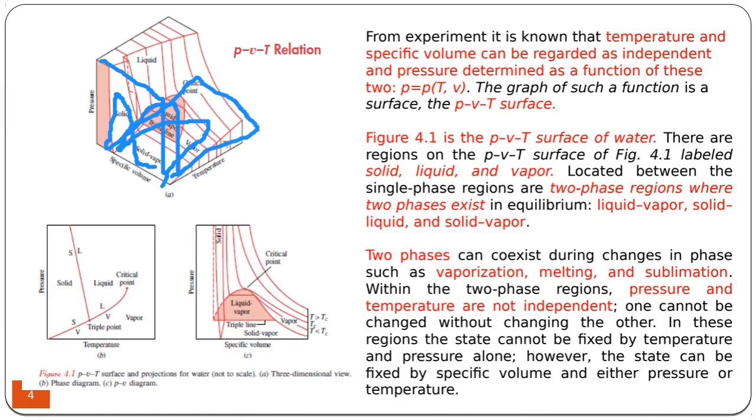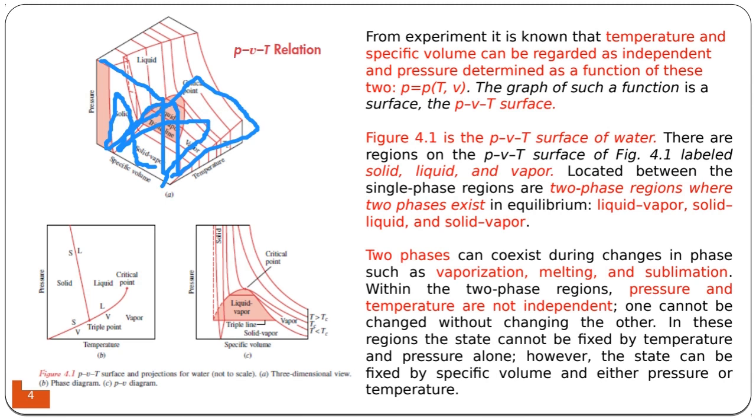The left side of the triple line, if the pressure is low, is solid. The bottom part of the triple line is solid plus vapor. Over the curve, which is called a saturation curve, we always have a condition which is saturation.